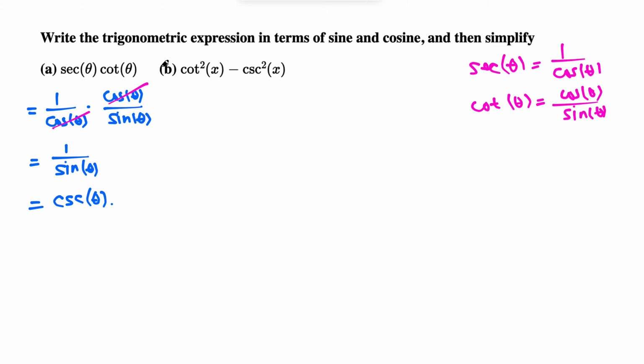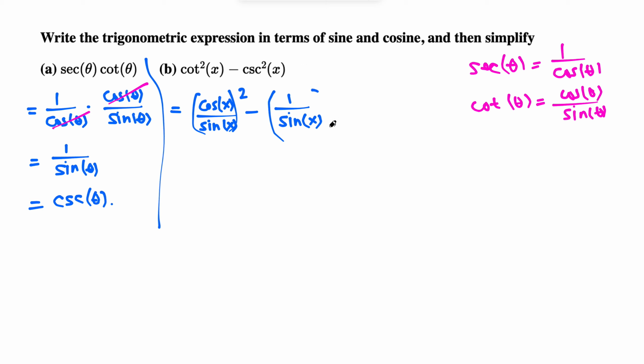Okay. Let's do part B. So first we need to write in terms of sine and cosine. And cotangent, we just saw, is cosine over sine, and there's a square. So the square is the quantity squared. This is cosine over sine, minus, this is 1 over sine. Cosecant is 1 over sine. Okay, we just saw this here as well. Cosecant is 1 over sine, or cosecant is the reciprocal of sine, and then we got a square.